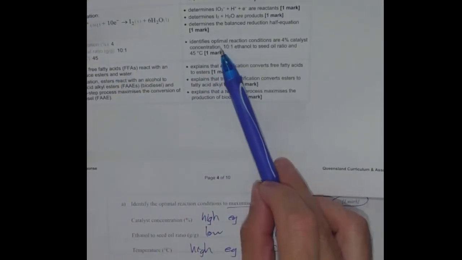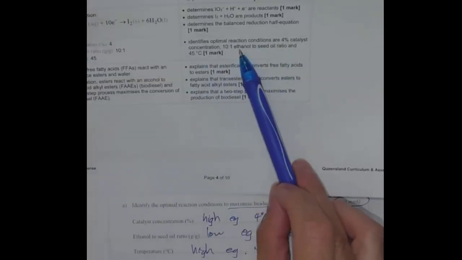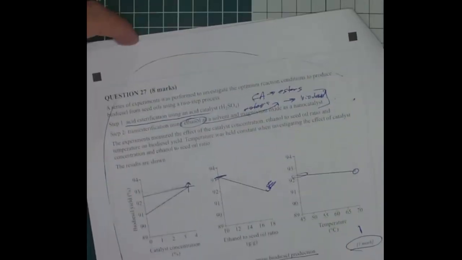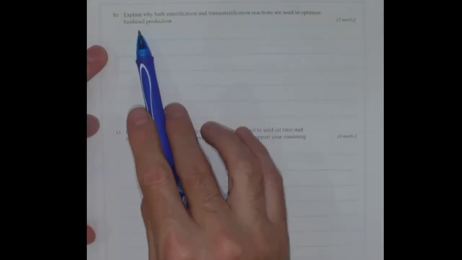So it identifies the optimal reaction as 4% catalyst, 10 to 1. I don't know if I get that because I didn't say 10. Well, technically there's an implied 1 there, so you'd have to give that. That's a lot to take in for 1 mark. It's a bit excessive.